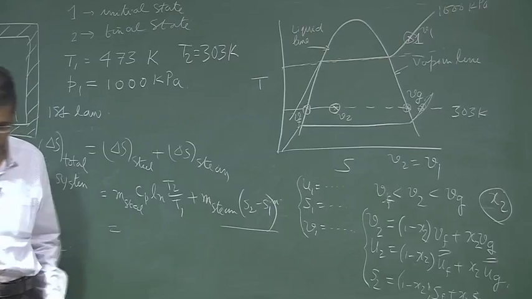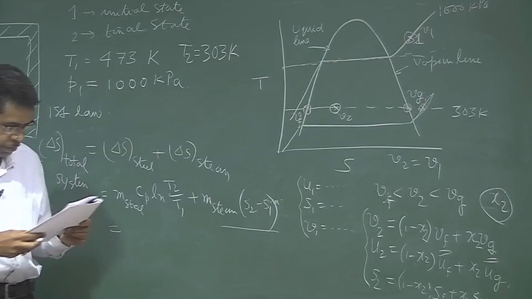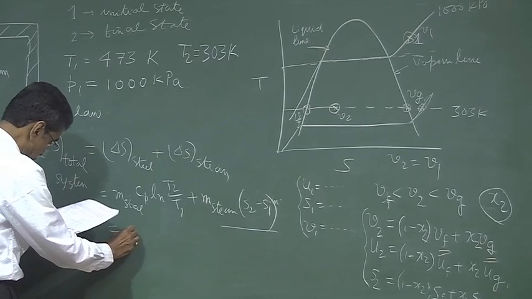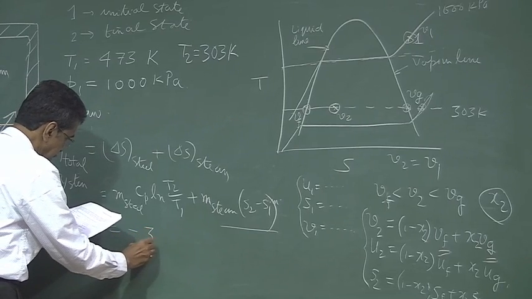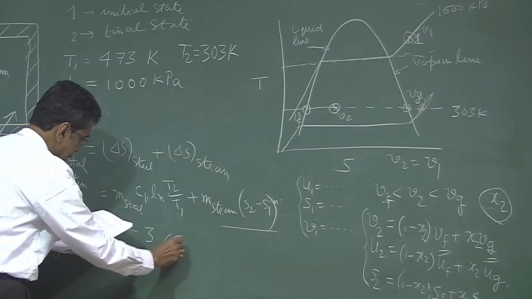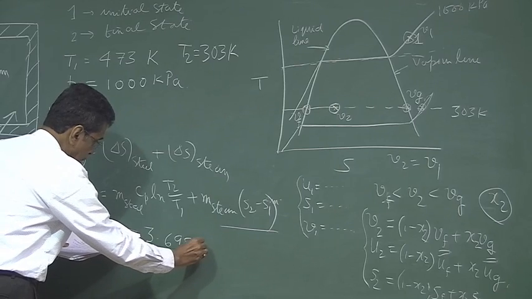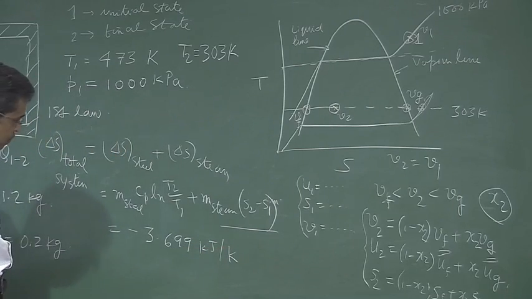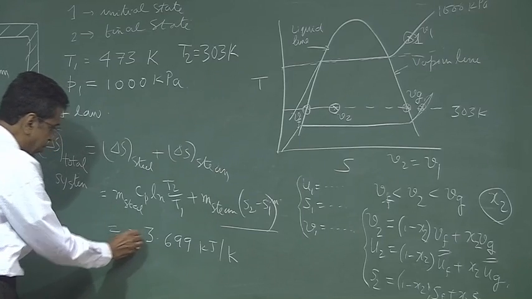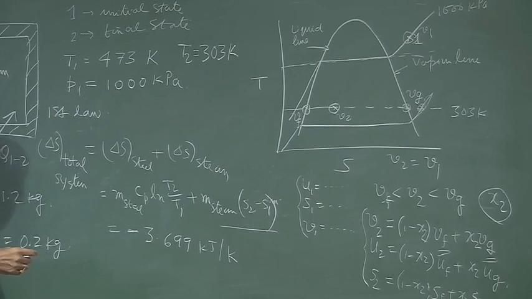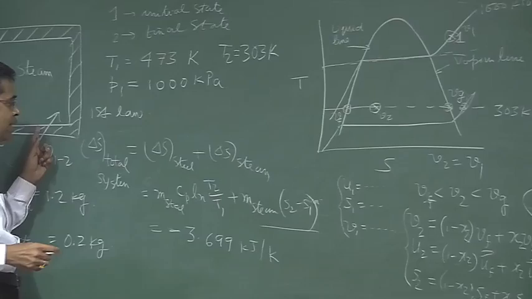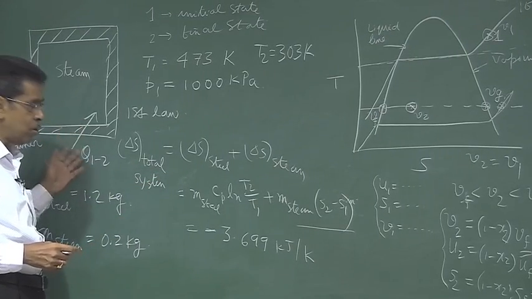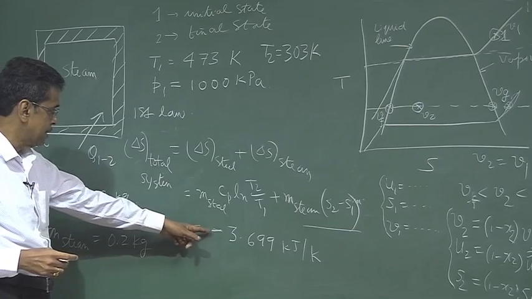This becomes equal to minus 3.699 kilojoule per K. Now, one interesting thing is that this problem has not told you to find out the entropy change of the universe. This is the entropy change of the system. This is minus, because obviously heat has been lost. This minus sign means heat has come out. It is delta S of the system.